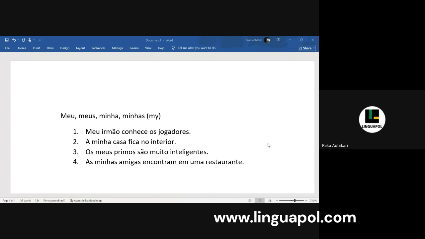In a restaurant. So why are we using minhas here? Because of the amigas. What does it say about the gender of the friends? All female friends, okay? Unless they are all female friends, we cannot use the female plural. So we can see in this sentence that we are talking about amigas. That is why we are using minhas. Let us see more similar examples like this.